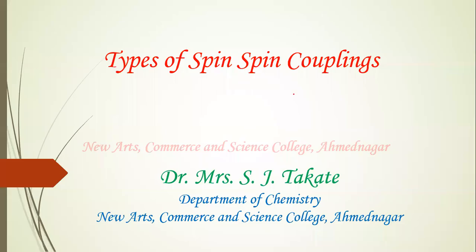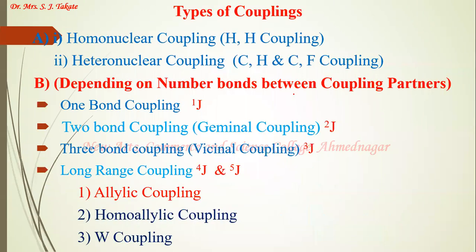Hello students, today we will study types of spin-spin couplings. The couplings are divided into two different categories. The first one depends on the nuclei which are involved in the coupling. There are two types of couplings depending on the nuclei involved.